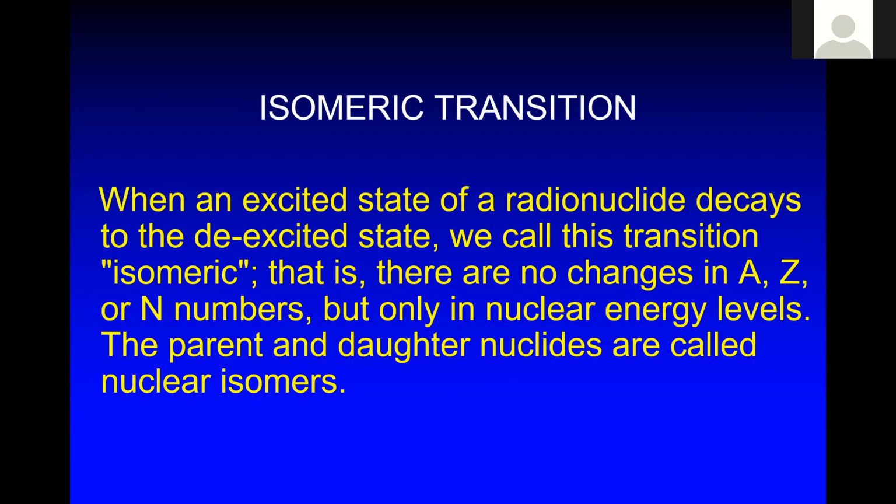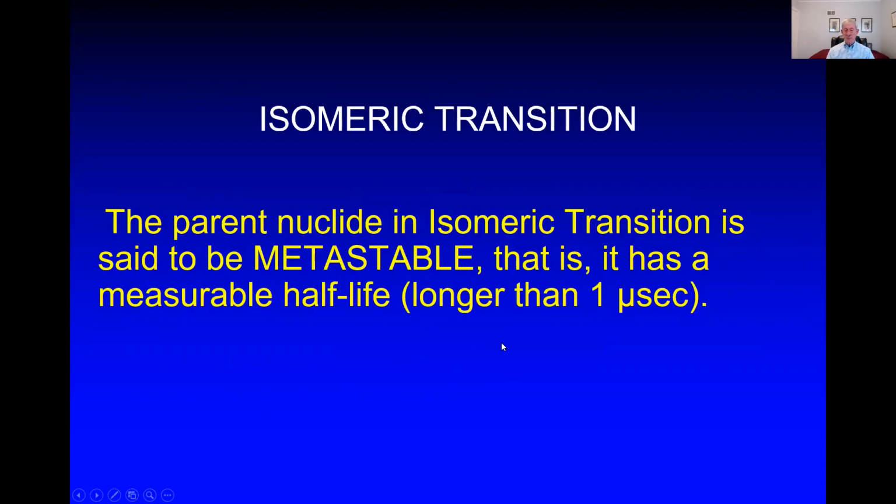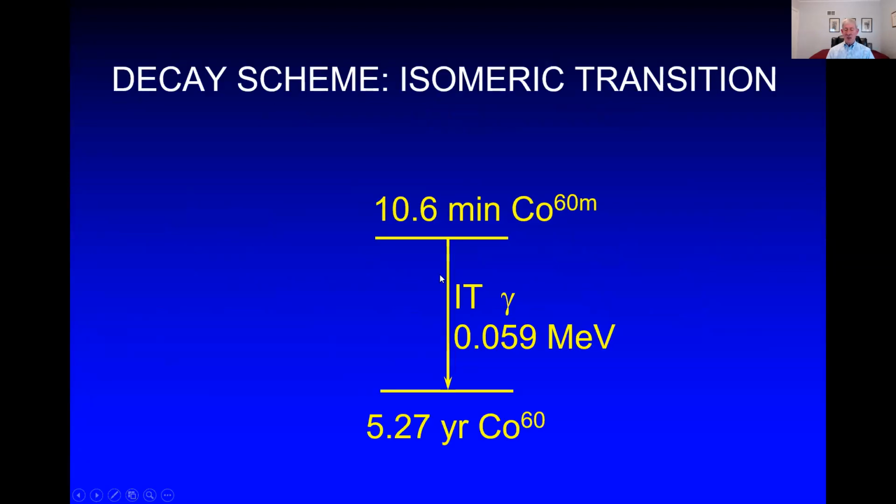Straight down. There's no change. And the parent and daughter are nuclear isomers. And we refer to that metastable state, which means it has a measurable half-life. And here's your decay, just so you don't have to look at technetium again. Cobalt-60 metastable has a 10-minute half-life. It goes straight to the ground state of cobalt-60.